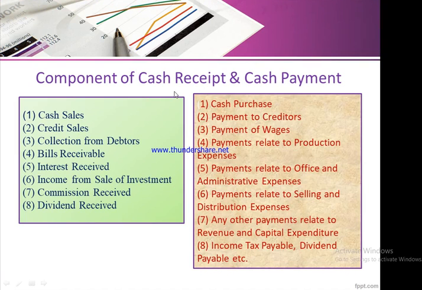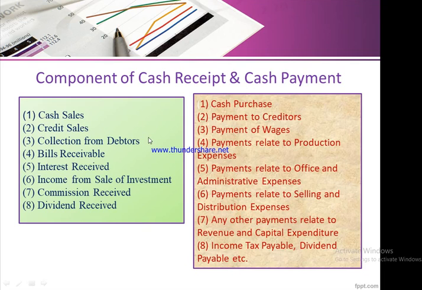So some of the components of cash receipts and cash payments while preparing a cash budget are: we receive cash on account of sales. This sales is categorized into cash sales and credit sales. By selling through cash sales, the money is received during the same period, whereas the credit sales may take place in one period, but the collection from the credit sales may be received in some other period. So this is the most important item in a cash budget.